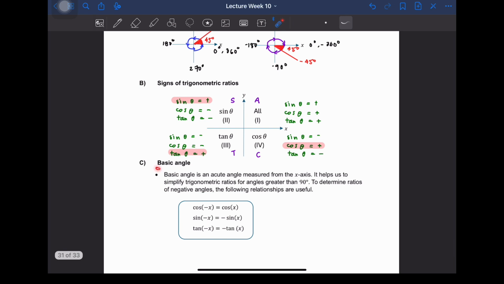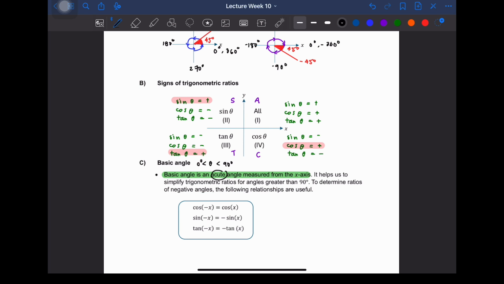And then lastly we have over here is basic angle. So what does it mean by basic angle? If you take a look at the meaning over here, it's an acute angle measured from the x-axis. So what is acute angle? Acute angle is literally a very acute angle. So it's gonna be just less than 90 degree, greater than 0 degree, less than 90 degree, in between 0 to 90 degree. That is acute angle. And we measure it from the x-axis.